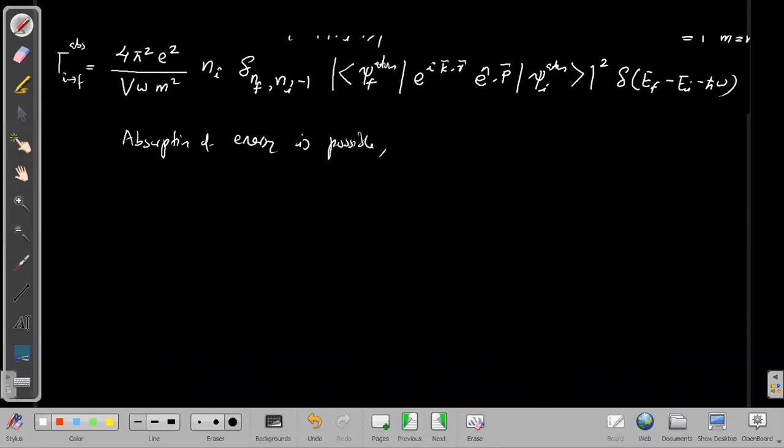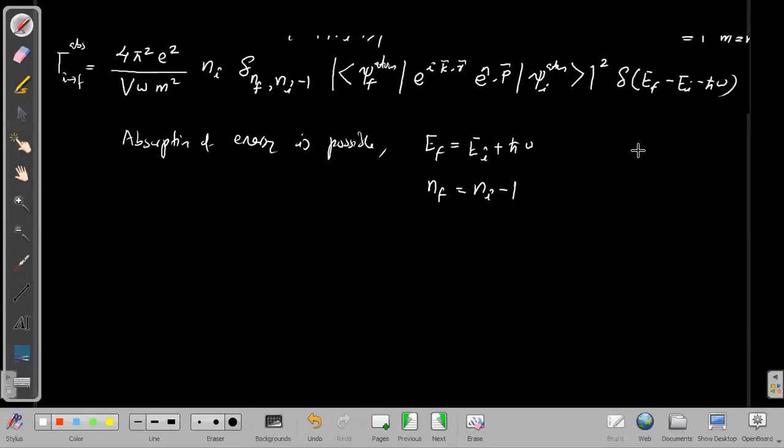There are two conditions. The first condition is that E_f minus E_i minus ħω must be 0. That means E_f must be equal to E_i plus ħω. The other one is that n_f and n_i minus 1 must be equal, that is, n_f must be equal to n_i minus 1. That is, the number of photons must reduce by 1.